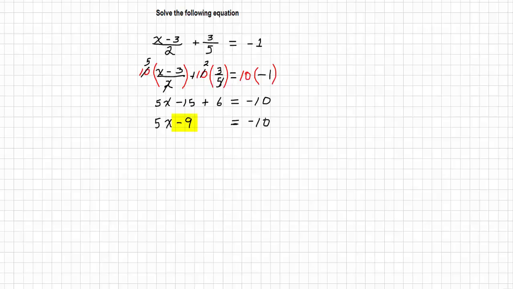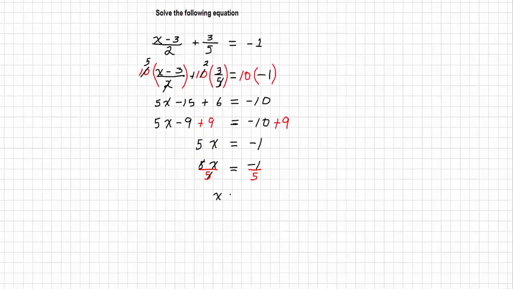In order to get the variable x on the left side by itself, you add 9 to both sides of this equation to eliminate the negative 9. And on the left side, the negative 9 plus 9 is 0, so you end up with 5x. And on the right side, negative 10 plus 9 is negative 1. Now we have 5x equals negative 1. So we divide both sides by 5 in order to get 1x. You have 5x over 5 equals negative 1 over 5, or x equals negative 1/5.